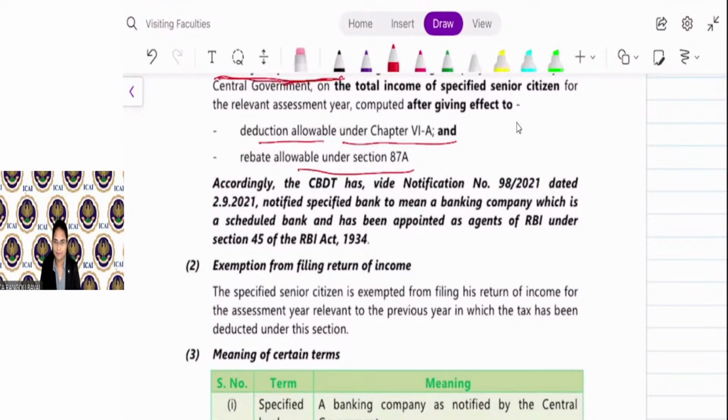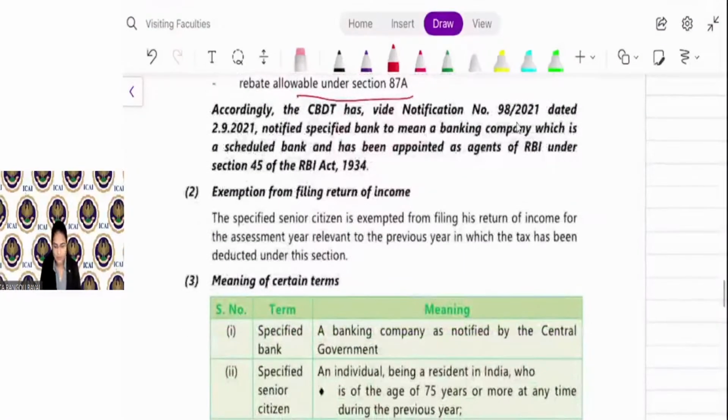1934. Exemption from filing return of income. See, in this case, the specified senior citizen whose TDS is deducted under section 194P is not required to file their return of income. They have exemption from filing their return of income.